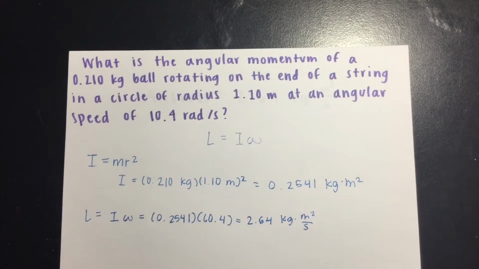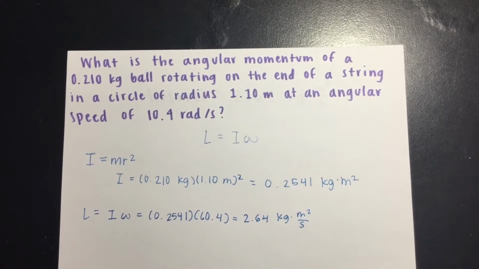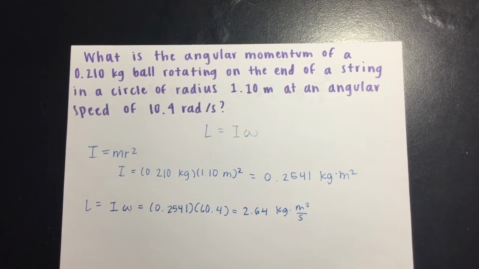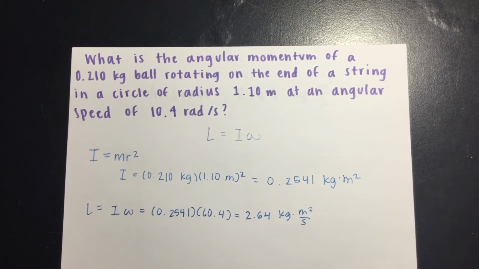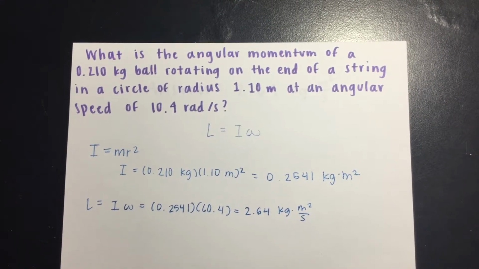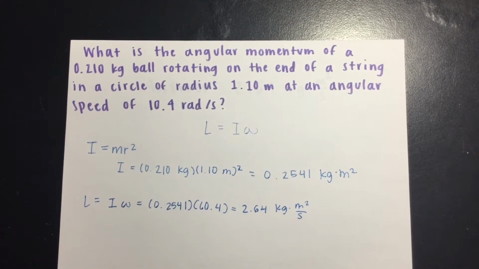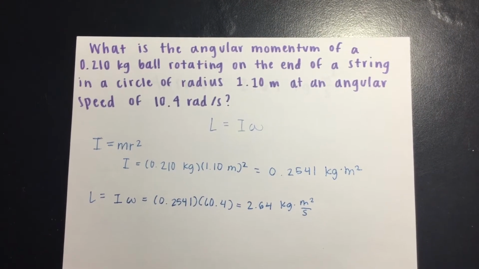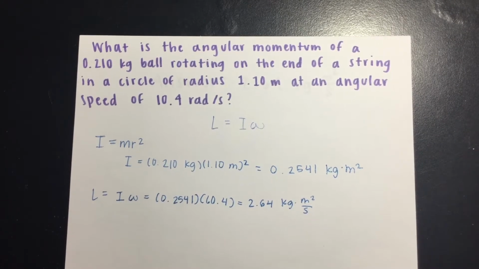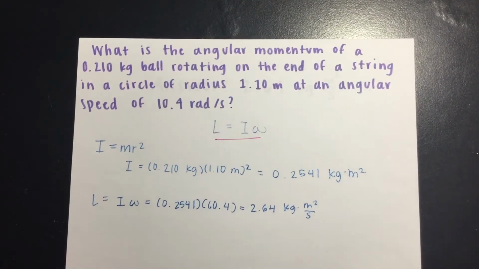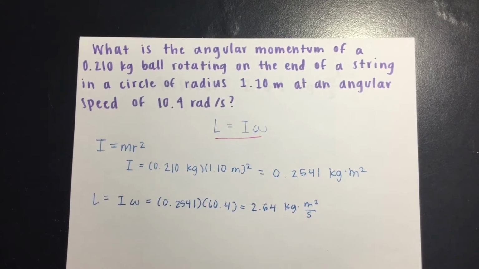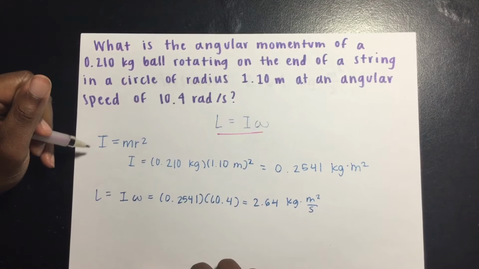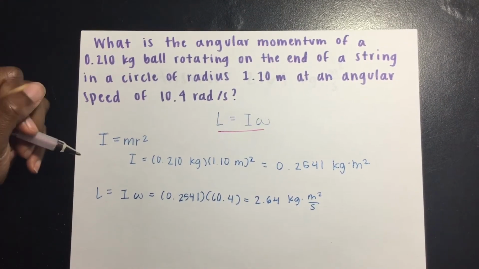For this example, we are asked what the angular momentum is of a 0.210 kilogram ball rotating on the end of a string in a circle of radius 1.10 meters at an angular speed of 10.4 radians per second. To calculate this angular momentum, we first use the equation L equals I times omega. The formula for moment of inertia of a thin hoop produced by rotating the ball around the string of radius r is I equals mr squared.